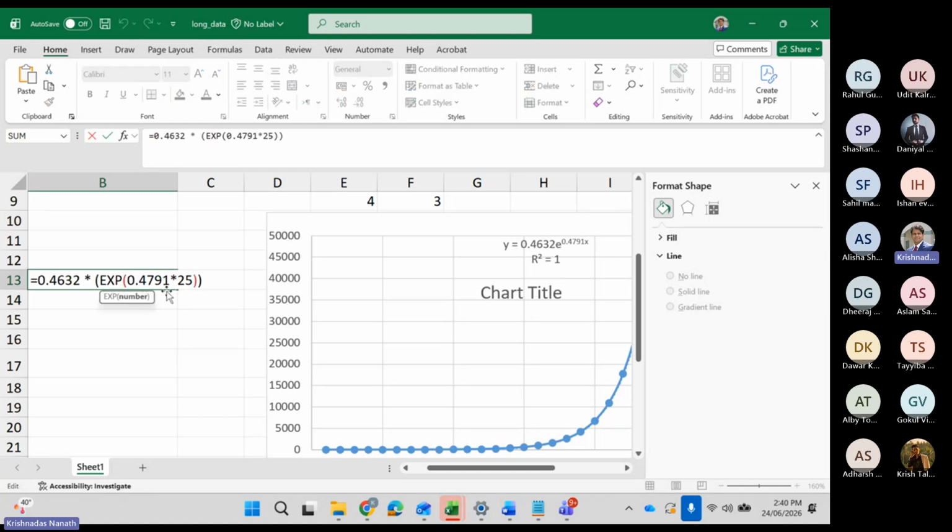I'll put the formula again. There you go. I have added an extra bracket that's not needed. You can just do multiply and exp brackets.